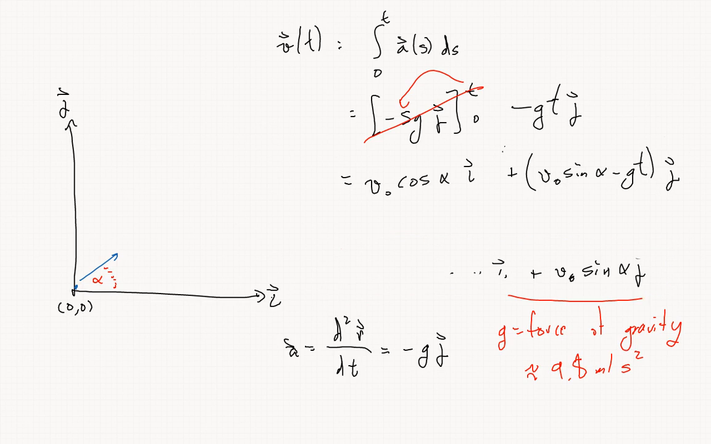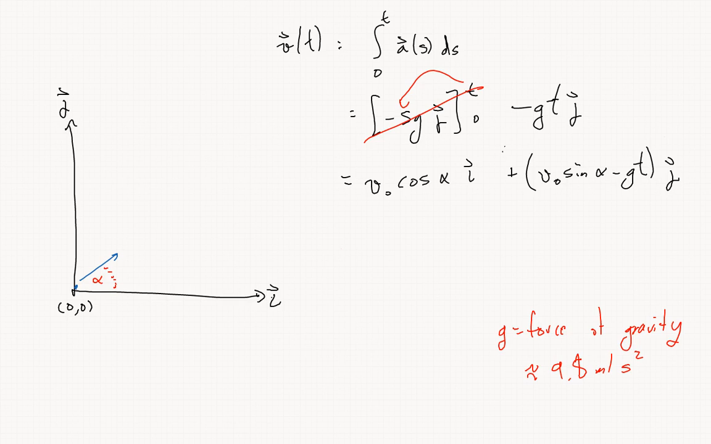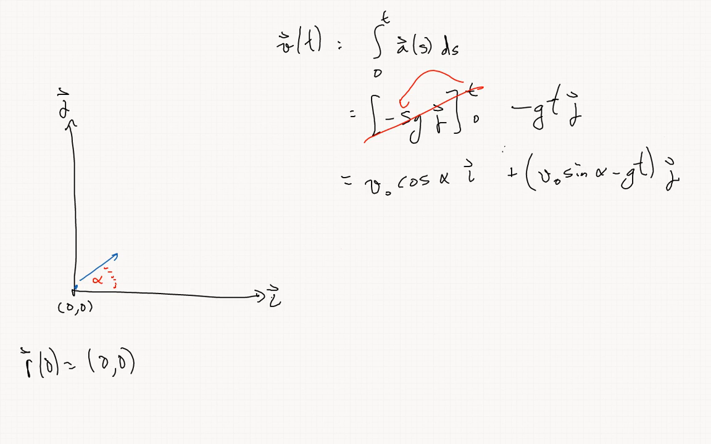So now to get the position, we will integrate this again. And so our initial position is 0, 0, so we won't have to have a constant there. So position at time t will be the integral from 0 to t of the velocity.